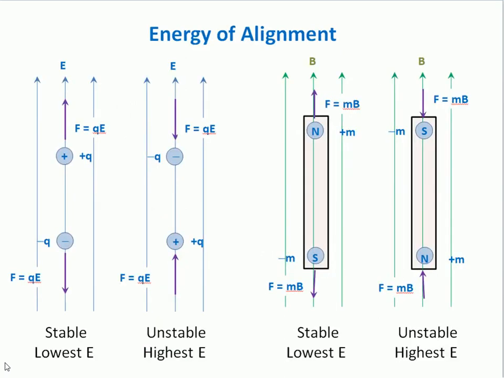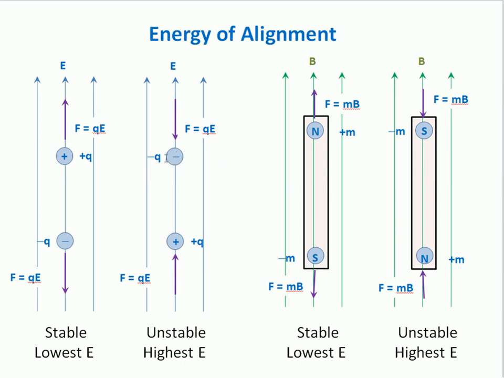Let's talk for a little while about the energy of the dipoles in their respective fields. This is the way that an electric dipole wants to line up in an electric field. The forces are such that the positive wants to go towards that side of the electric field, negative to this side. It's stable. This is going to be the lowest energy state. The net force is 0, but it's stable.